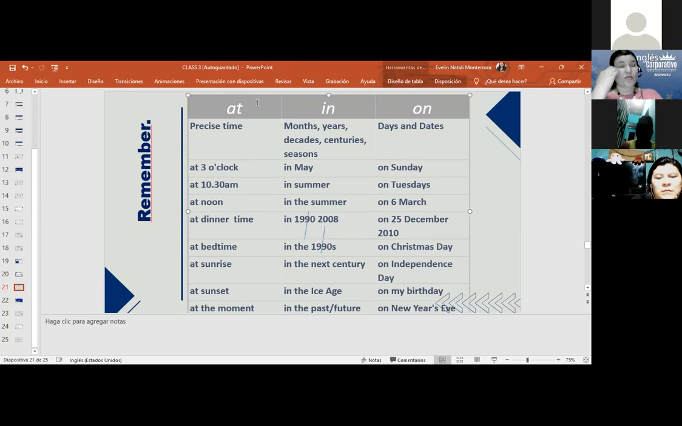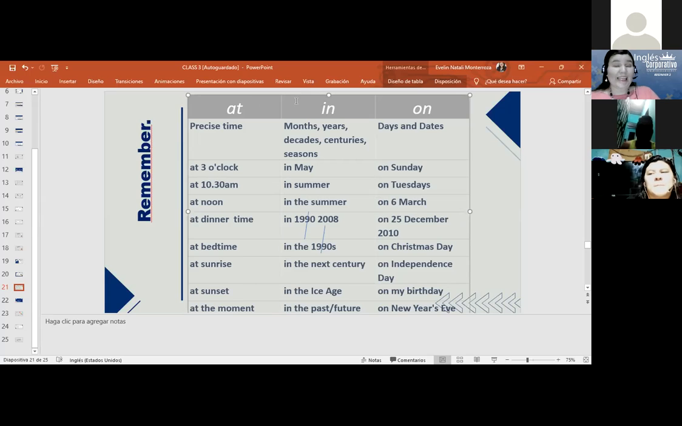Sunrise, es cuando el sol sale. The sun rises, okay? Cuando se eleva, cuando sube. Sunrise. And sunset is sun sets down. El amanecer y el atardecer. That is sunrise and sunset.